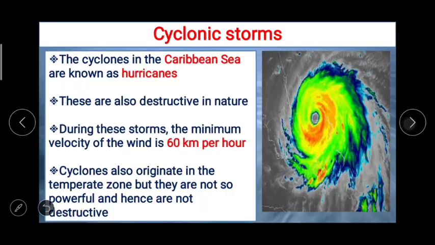The next one, the cyclones in the Caribbean Sea are known as hurricanes, and these are also destructive in nature. A lot of damage can be caused by these cyclones.